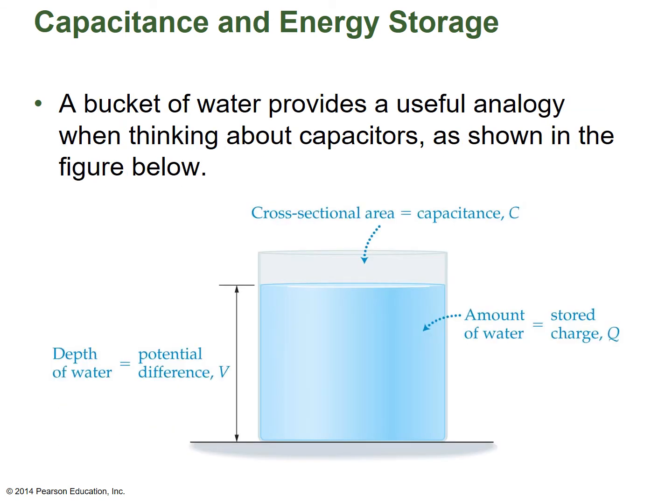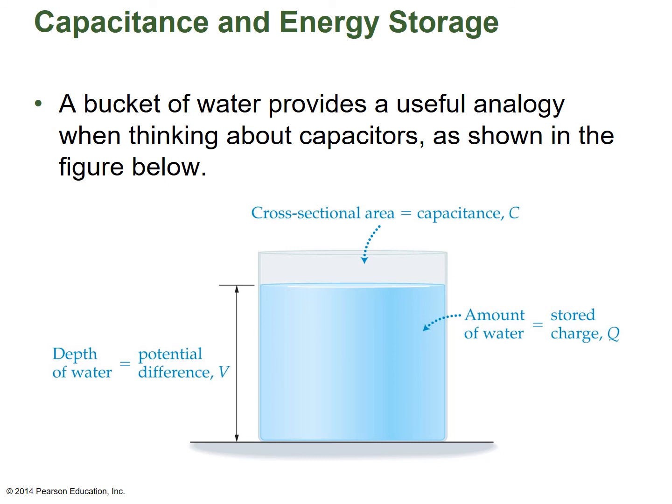Now, if I want to have a simple picture of how the capacitor stores electric charge or electric energy, we can think of the capacitor as a bucket of water. Okay, so as you see, the depth of water is the potential difference, the amount of water stored is the charge stored, and the cross-sectional area is the capacitance.